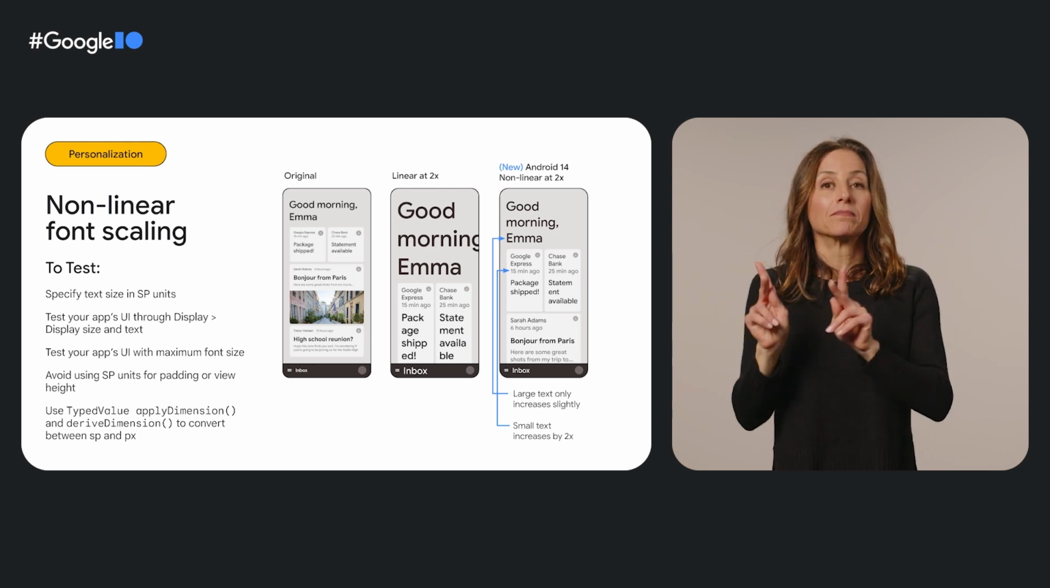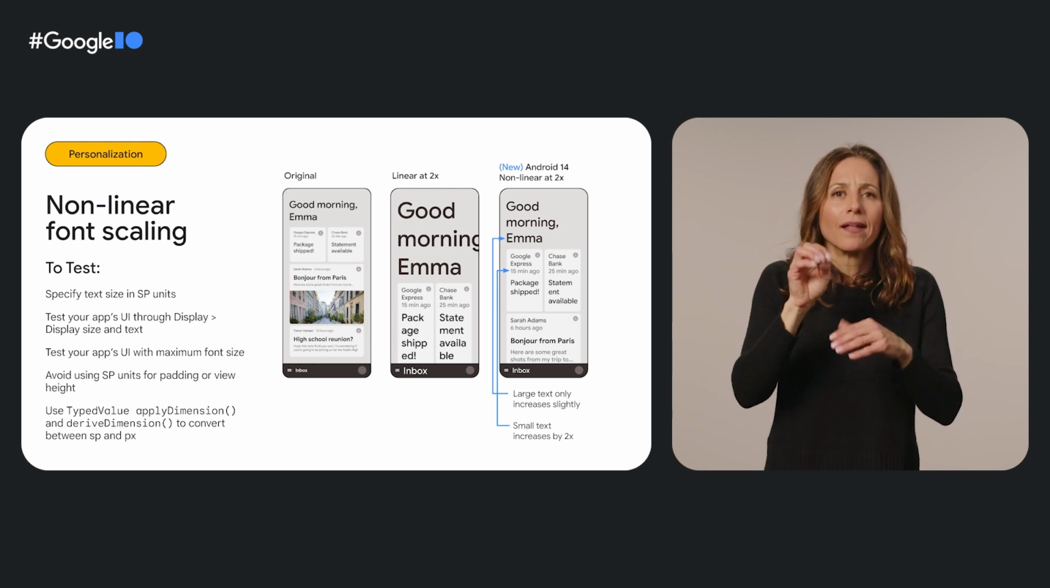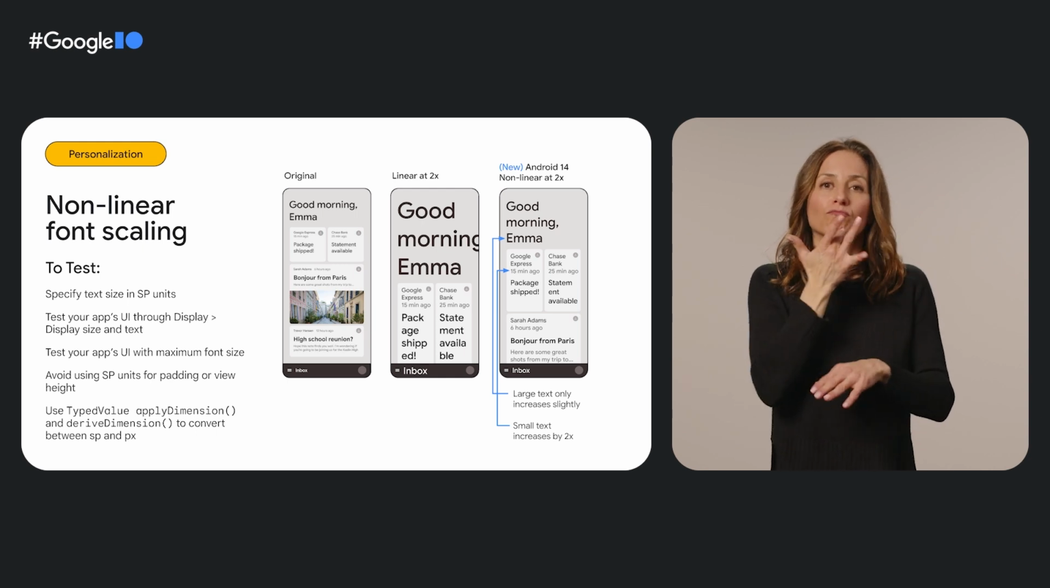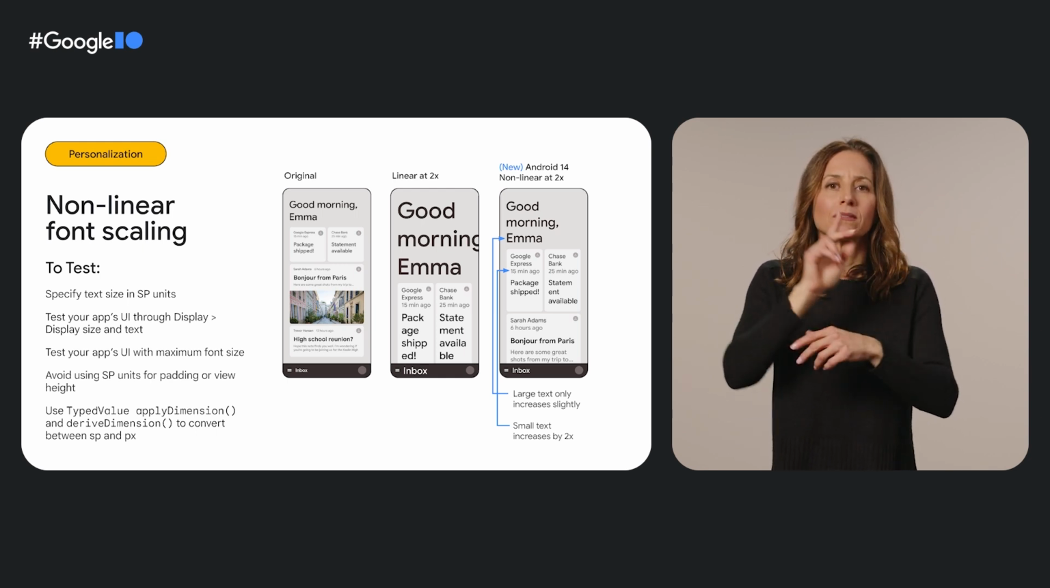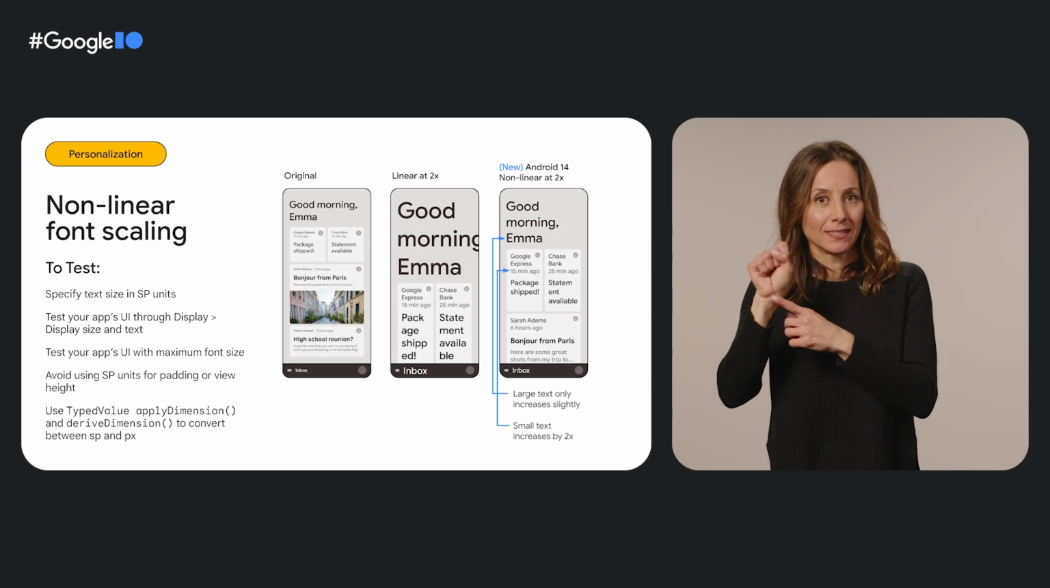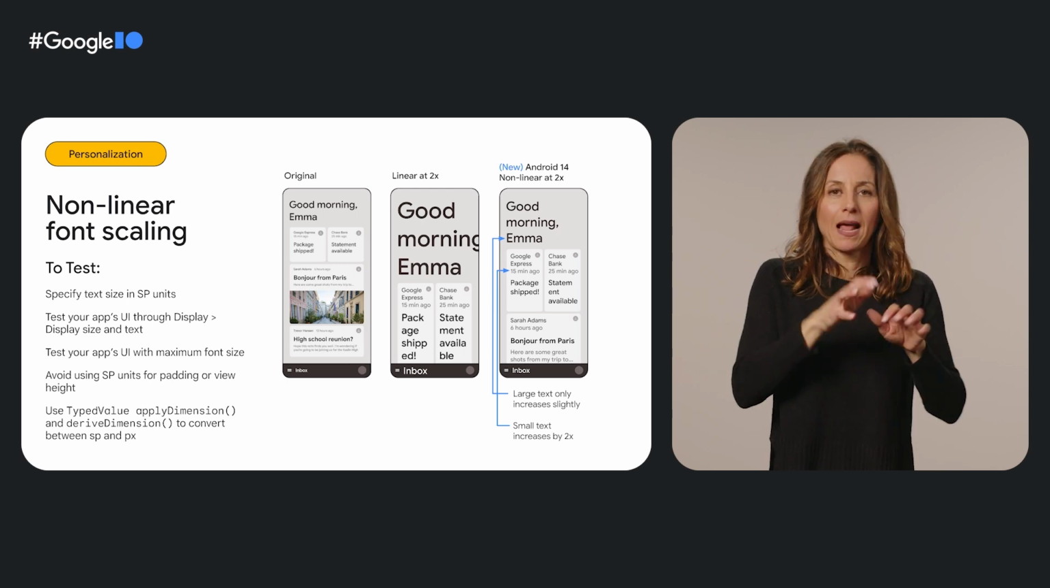Android 14 adds nonlinear font scaling up to 200%, which scales up larger text at a slower rate than hard-to-read small text in response to user preferences. This means you should avoid static scaled pixel calculations and make sure to use TypedValue methods to convert between scaled pixel and pixel units.